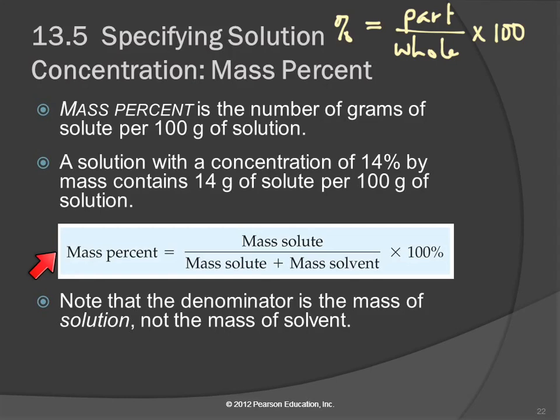So mass percent for a solution is going to equal the mass of the solute divided by the mass of the whole solution, which will be the mass of the solute plus the mass of the solvent. And what you have to watch out for in problems using mass percent, sometimes they give you the mass of the solution, and sometimes they give you the mass of the solvent. And you have to recognize what you're dealing with. If they give you this many grams of salt and this many grams of water, then you have to add those together to get the mass of the whole thing. So the denominator is the mass of solution, not the mass of solvent.